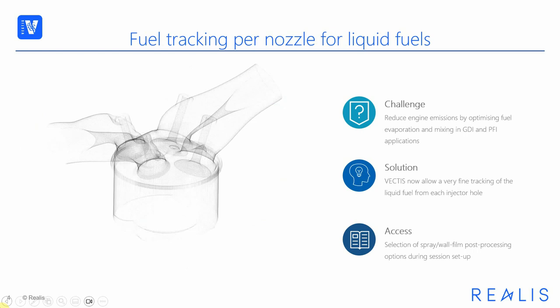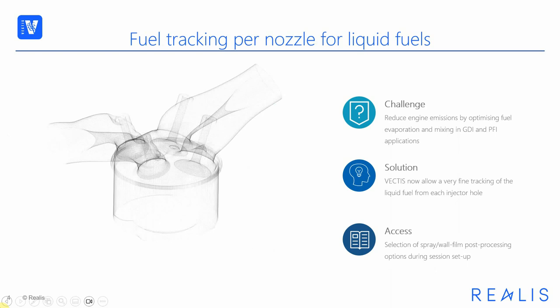Now, more than ever, we need refinement and optimization of gasoline powertrains to lower emissions and improve performance. Part of the answer lies in the in-depth understanding of the fuel mixing driven by the liquid spray behavior. In this release, VECTIS introduces a unique analysis option with the fuel tracking per nozzle that provides a better than ever insight into this complex phenomena. This new feature allows the tracking of the liquid fuel both in the spray and the wall film as a function of the hole from which it was injected. This tracking covers all the phenomena such as droplet coalescence, breakup, impingement, or wall film stripping.